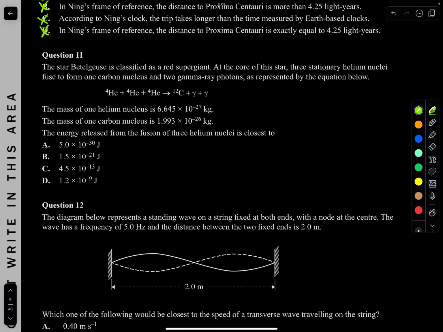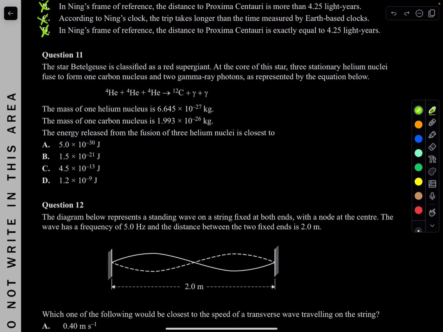Question 11. The star Vis is classified as a red supergiant. At the core of the star, 3 stationary helium nuclei fuse to form 1 carbon nucleus and 2 gamma-ray photons, as represented by this equation. We have 3 heliums, and they react through fusion and create a carbon and 2 gamma-ray photons. The mass of 1 helium nucleus is this, and the mass of 1 carbon nucleus is this. The energy released from the fusion of the 3 helium nuclei is closest to what?